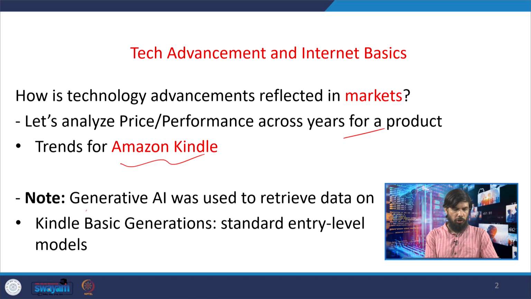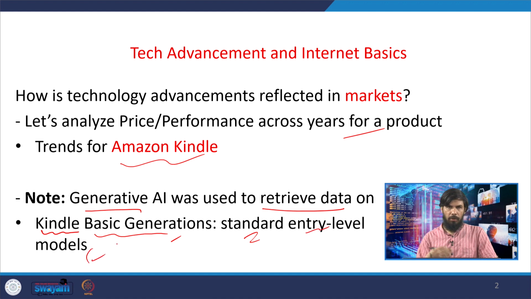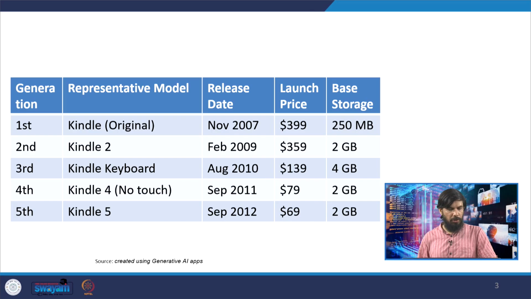So, we used generative AI to actually retrieve this data. There might be some rough approximations, but still it will help us create the picture, right. So, we have taken Kindle basic generation, that means the standard entry level models, so that the comparisons remain more fair. So, let us look at this table.